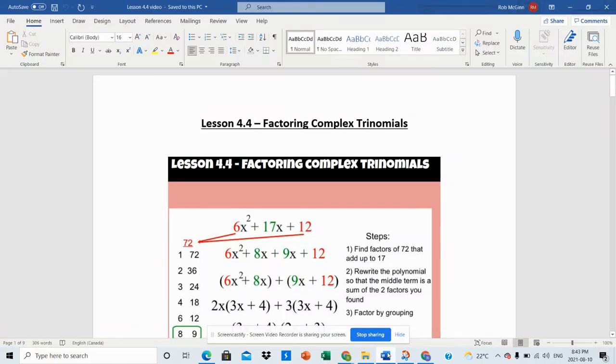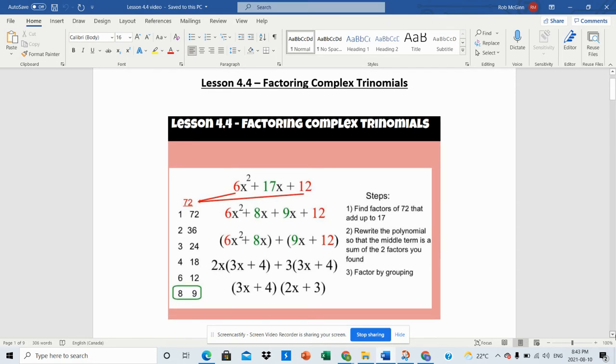Welcome to lesson 4.4, which is all about factoring complex trinomials. What makes a trinomial complex? Well, our a in our standard form of ax squared plus bx plus c is a number other than 1. In the last lesson, all our simple trinomials always started with x squared. Now we're going to have a number in front of x squared, a coefficient.